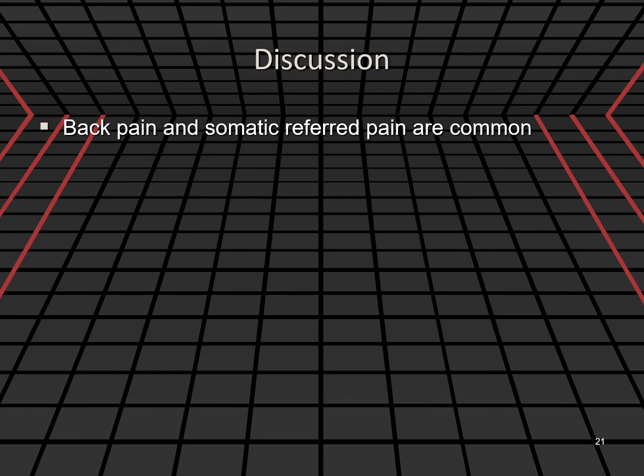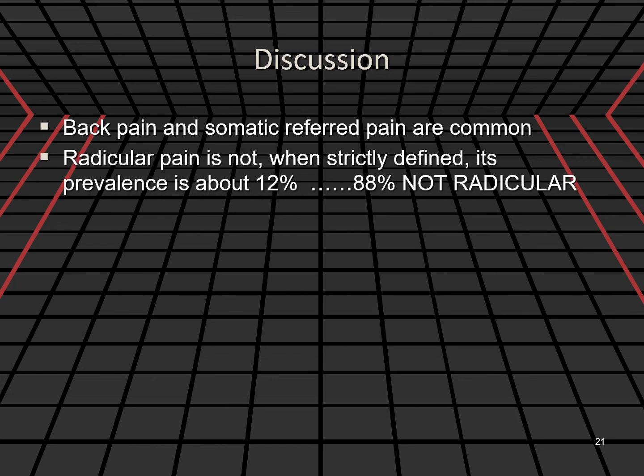So back pain and somatic referred pain are really common, folks, really common. Again, you're going to be paying off your loans on these folks, and gladly they will appreciate you, and you'll build a successful practice on cases like this. Radicular pain is not common. When strictly defined, it's about 12%, right? I round those off. It says 12 and 88. I do 10 and 90. So about 90% of your patients who present with a lumbar spine disorder with lower extremity involvement, 90%, that's 9 out of 10, not radicular, which means not disc. And disc cases are not that common.